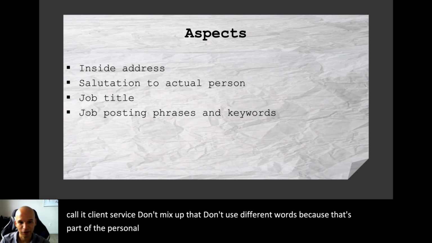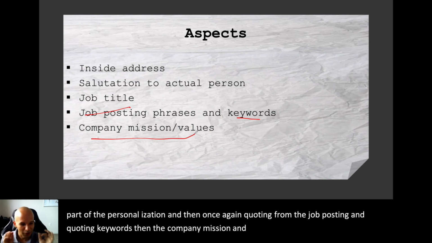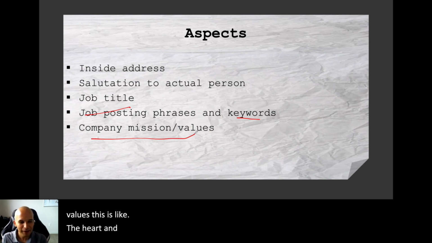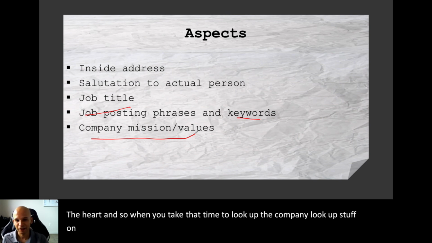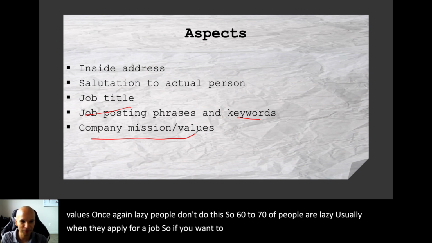And then once again, quoting from the job posting and quoting keywords. Then the company mission and values. This is like the heart. And so when you take that time to look up the company, look up stuff on their website, learn about them, and quote things about their missions and values. Once again, lazy people don't do this. So 60 to 70% of people are lazy, usually when they apply for a job. So if you want to be in the top 30%, automatically do these things.